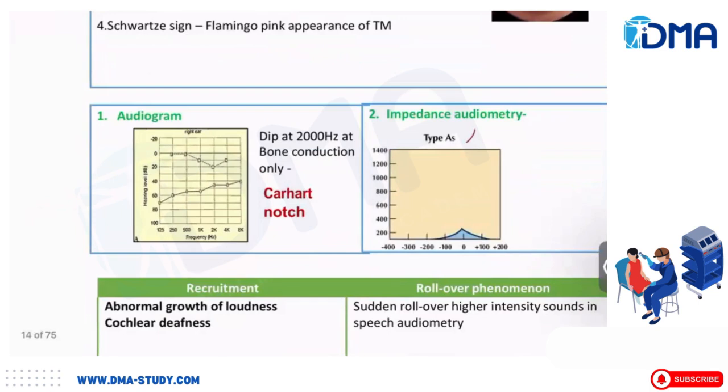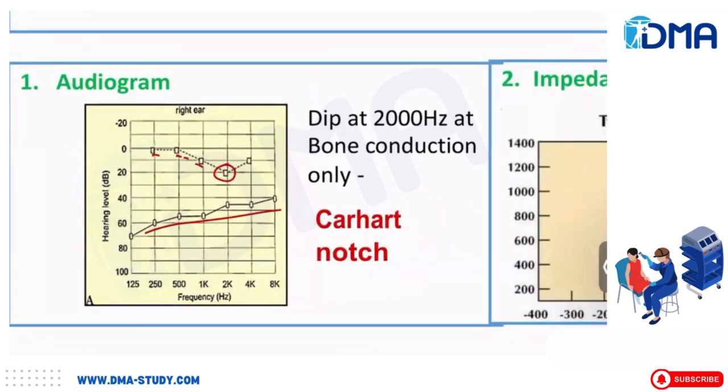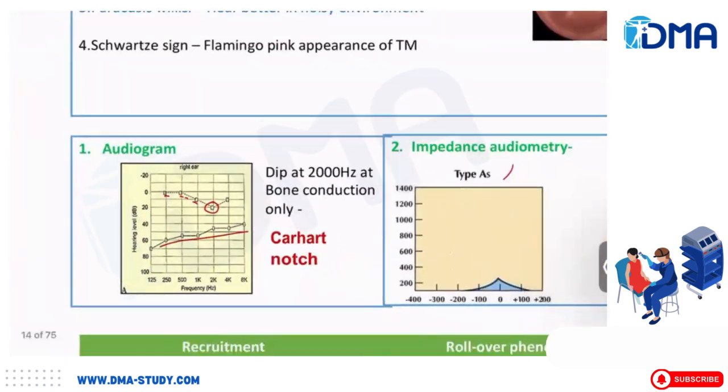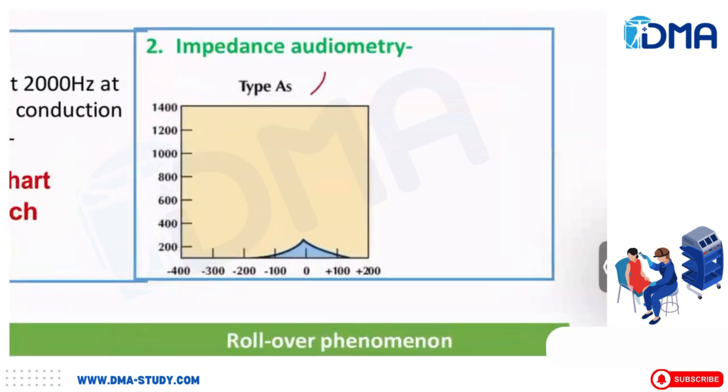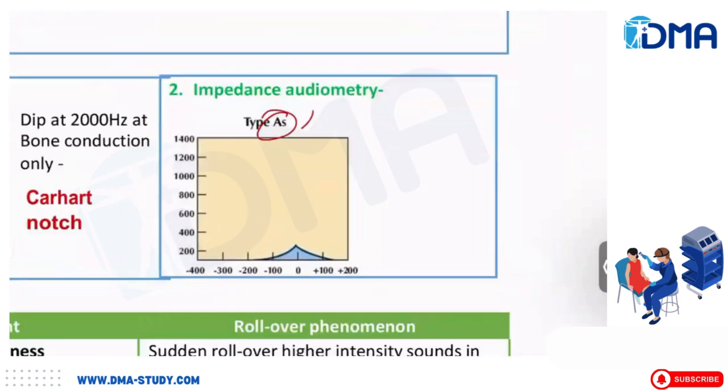The first one is Carhart's notch. Not a dip at 4000, but only a bone conduction dip at 2000 hertz is called Carhart's notch positive. See here, the broken lines are bone conduction and the continuous lines are air conduction. So only the 2000 hertz bone conduction dip is called Carhart's notch. Or else you could do impedance audiometry. In impedance audiometry, if you get an As type of curve, it is otosclerosis.